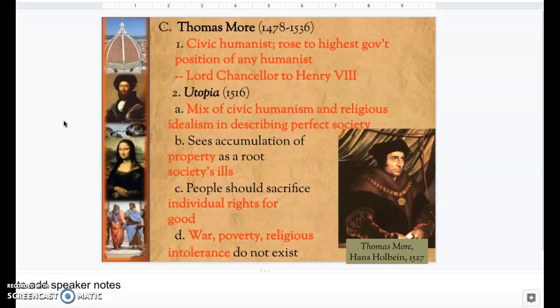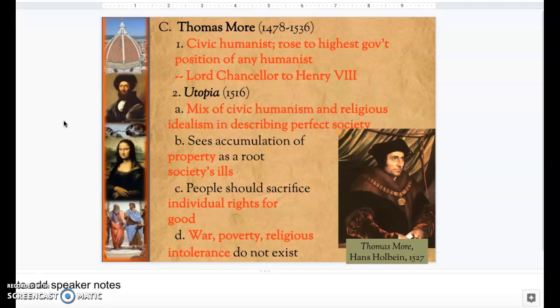He sees rich buying up property and raising rent on the poor. Again, this is just an example of one of the problems in society. And according to More, in order to achieve harmony and order, people have to be willing to sacrifice their individual rights for the common good. Not everyone's going to agree with him, but this is what he believed needs to take place to get harmony and order. In his perfect society, war, poverty, religious intolerance, and other problems do not exist.